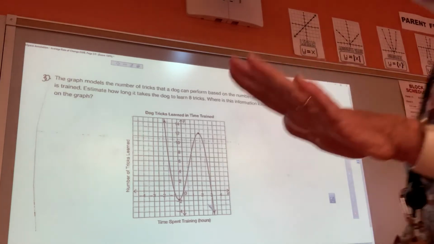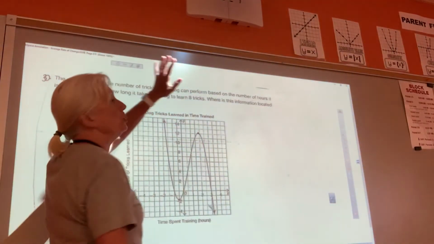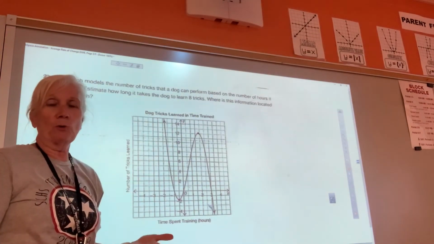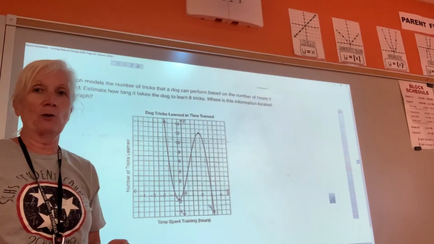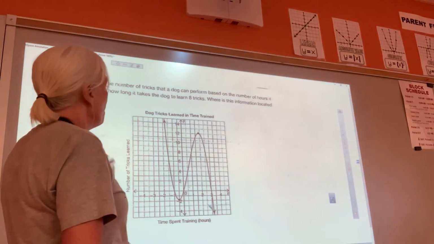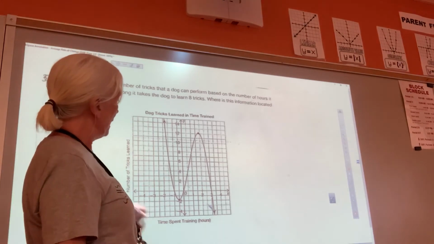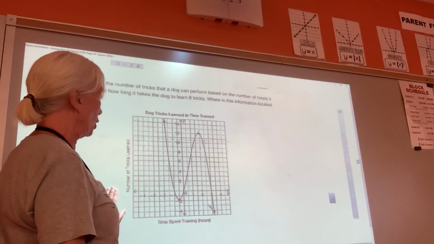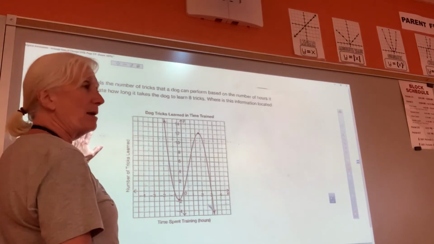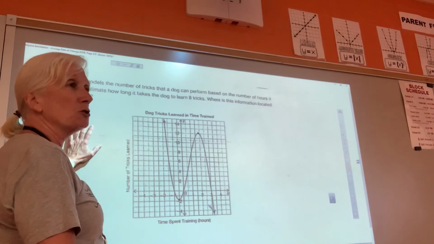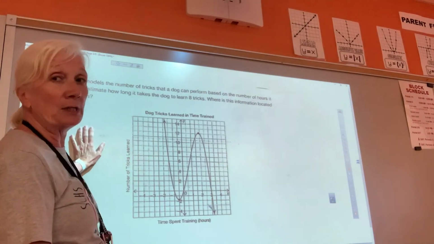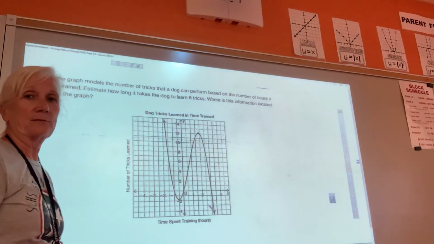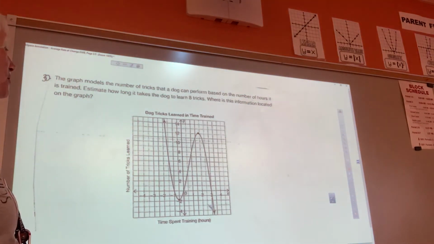Okay, I want you to pause right here because I don't want you to just answer this question. I want you to analyze this graph. That's what we're doing now, analyzing polynomial functions. So here it says time spent training the dog, number of tricks learned. I'm hoping that you see something unusual or something not pertinent or something obscure about this graph. And I'm just going to give you a few seconds to look at that.